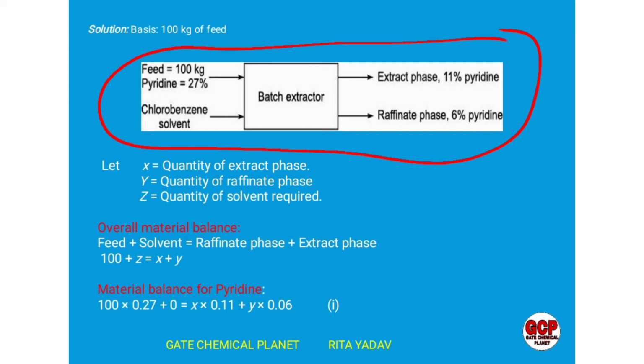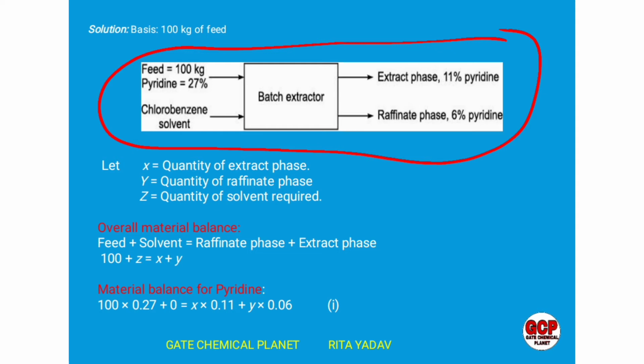So feed we have already known. We are taking the basis, which is 100 kilograms of feed, and we are taking Z kilograms as the quantity of solvent required, X kilograms of extract phase, and Y kilograms of raffinate phase. Okay, so in this way we can write the overall material balance. After putting all the values we will get 100 plus Z equals X plus Y.